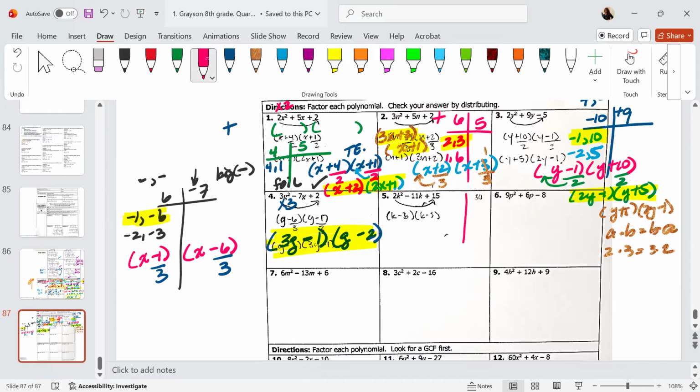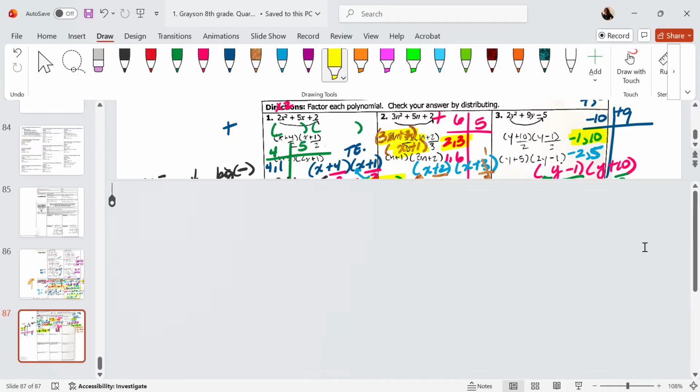So for this one here, you get a 2 times 15 is 30, negative 11, right? If it's a negative and this is a positive, both numbers have to be negative because negative times a negative is a positive 30. So negative 1, negative 30. I could do a negative 2, negative 15, negative 3, negative 10, negative 5, negative 6. Which one gives me a negative 11?